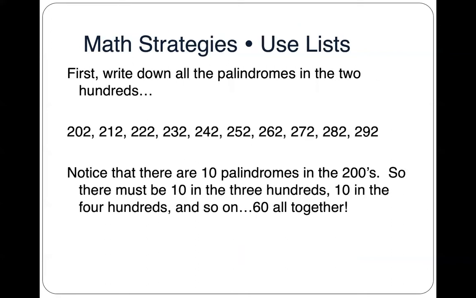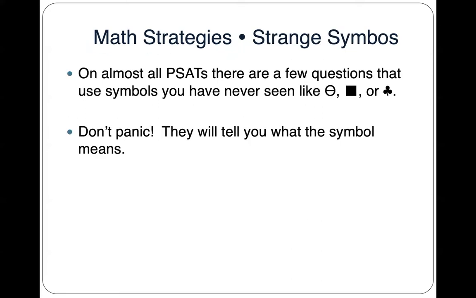So first, write down all the palindromes in the 200s. 202, 212, 222, 232, 242, etc. Notice that there are 10 palindromes in the 200s. So there must be 10 in the 300s, 10 in the 400s, and so on for 60 altogether.